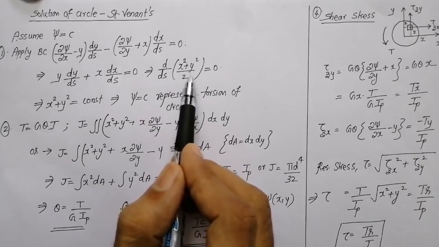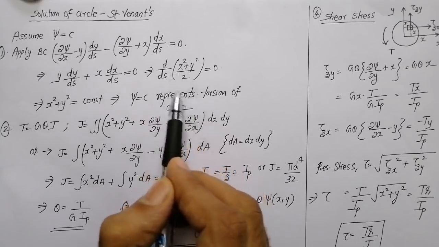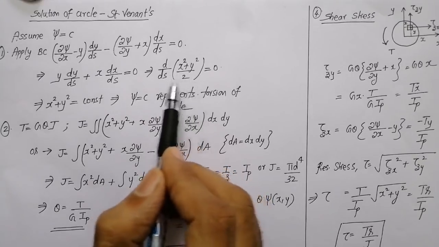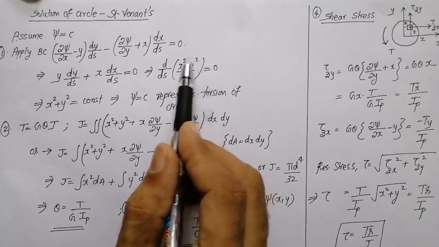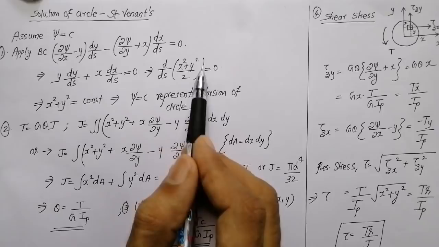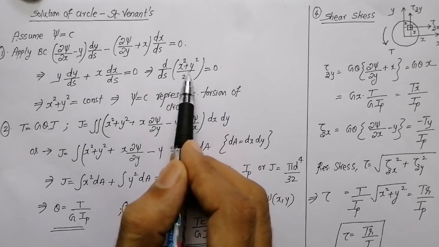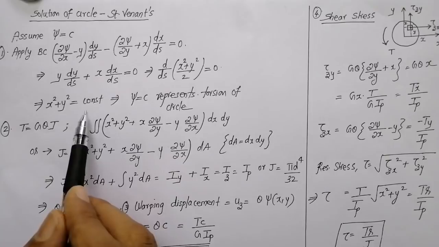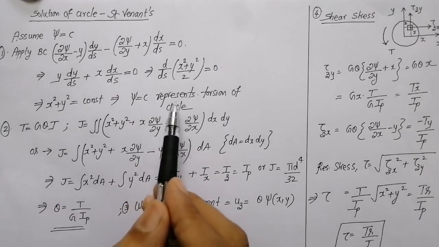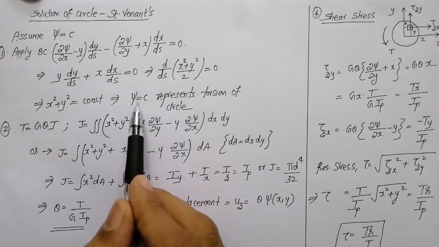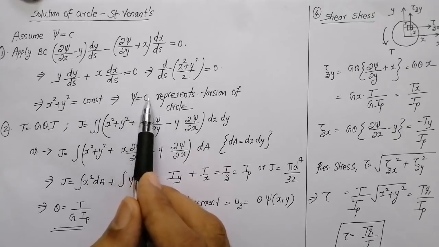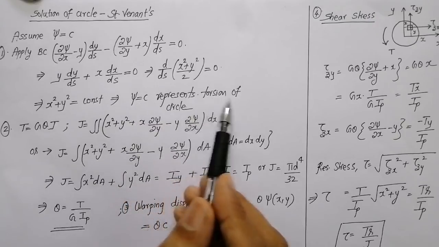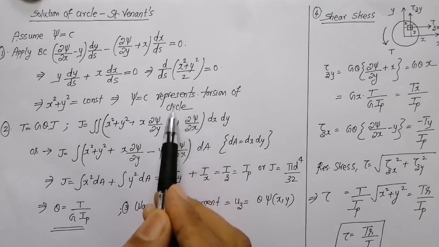Now what is this ds? ds means it is a portion of the boundary. So d by ds of this term equal to 0 means this term is a constant. So x square plus y square equal to constant. So x square plus y square equal to constant represents a circular problem. We have started from the assumption psi equal to c. So psi equal to c represents this problem of a circular section. So our first question is to determine the shape of psi equal to c.